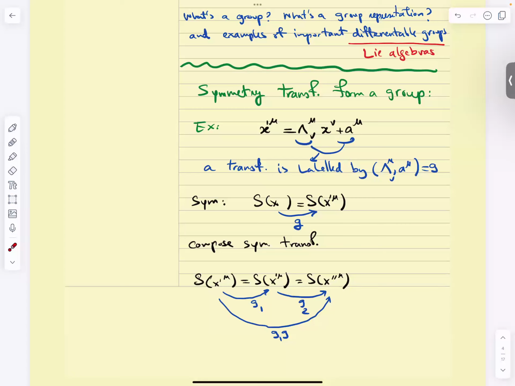So first statement: symmetry transformations form a group. What does that mean? Well, let's work out an example. Take a Poincare transformation. A particular Poincare transformation could be labeled by two things, a translation vector and a Lorentz transformation matrix, right? This is an element I'm going to call G as the compact notation. It's one particular Poincare transformation.